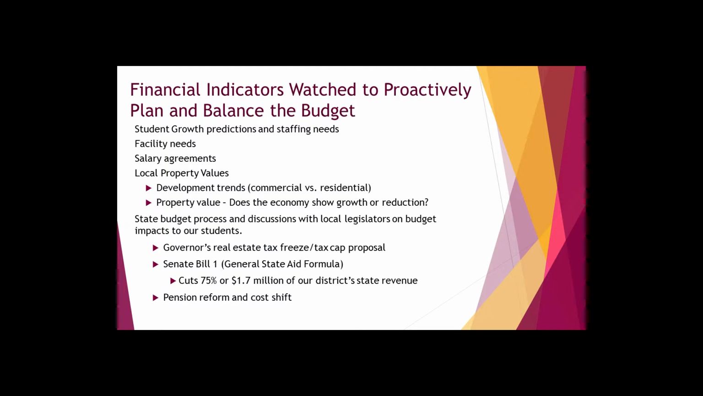Currently, the state pays for all of the employer portion of the teacher's retirement. The plan to solve part of the pension problem is to shift that cost back to the districts. This would be about $3.5 to $4 million back on our district. That would be a direct hit to our budget that is not currently in the budget. So those are things that we watch very closely and talk with our legislators about quite often.